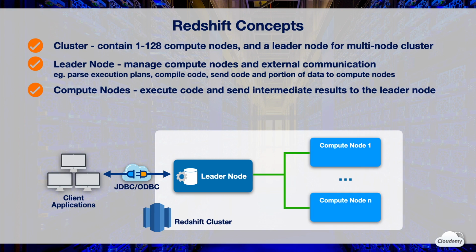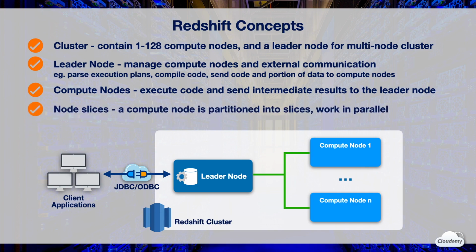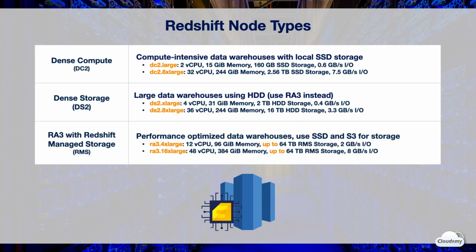Each compute node has its own dedicated CPU, memory, and attached disk storage, which is determined by the node type. Each compute node is partitioned into slices, and each slice is allocated a portion of the node's memory and disk space, and processes a portion of the workload assigned to the node. The leader node manages the distribution of data and workloads to the slices, and the slices work in parallel to complete the operation. Redshift offers different node types to suit your workloads.